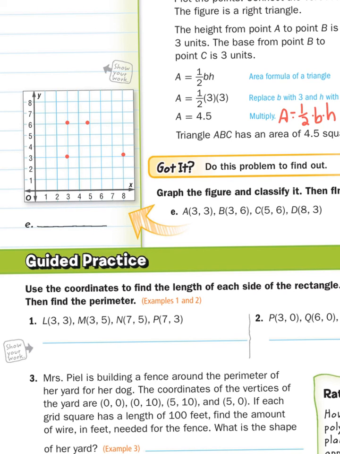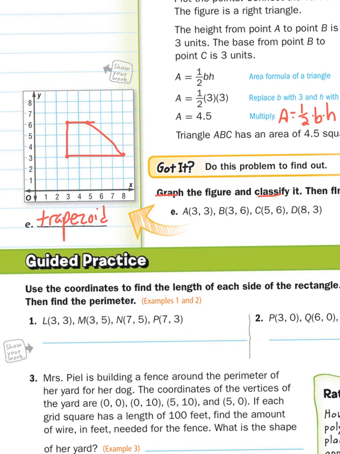Ooh, it is not a rectangle. I thought it was going to be a rectangle. So I'm going to connect those dots. And 1, 2, 3, 4. So I graphed it. Did you classify it correctly? Guess what? It is a trapezoid.